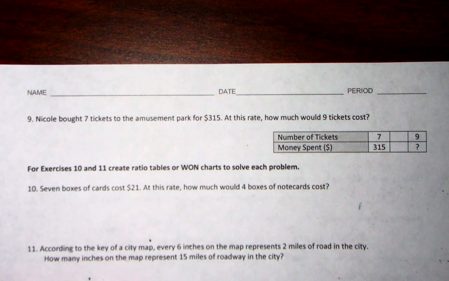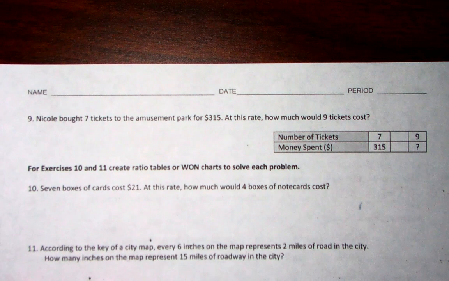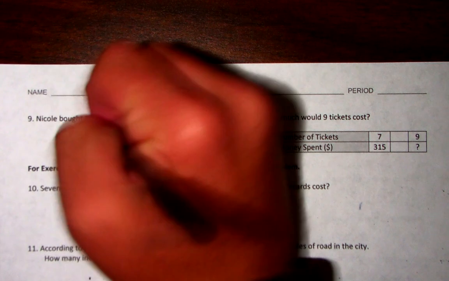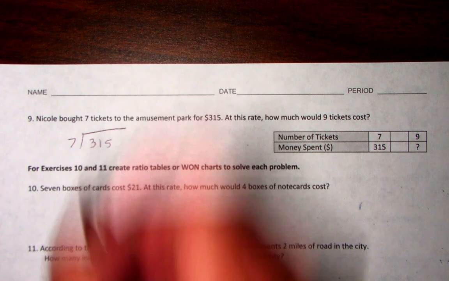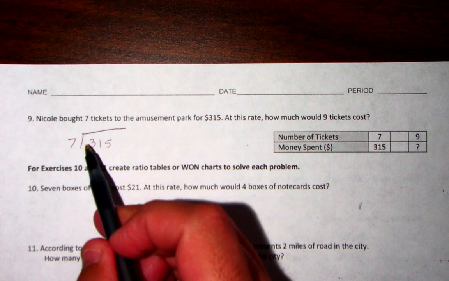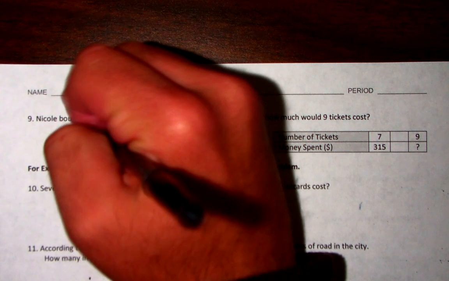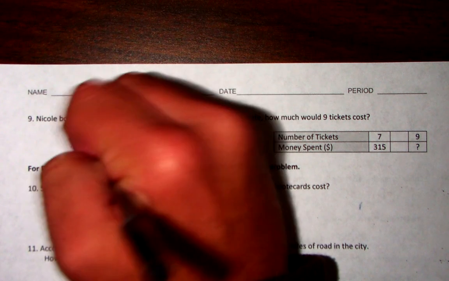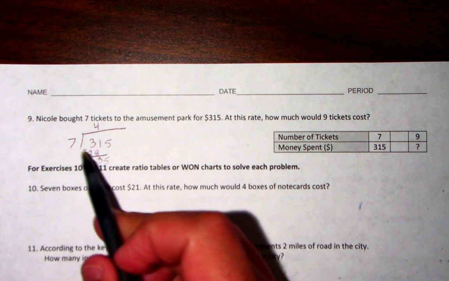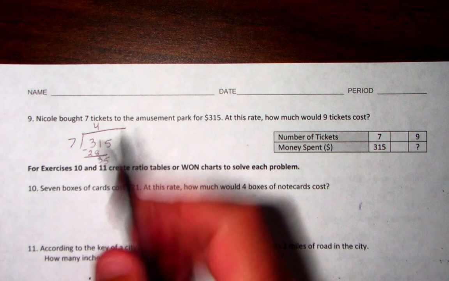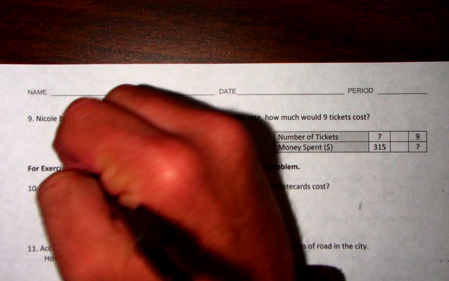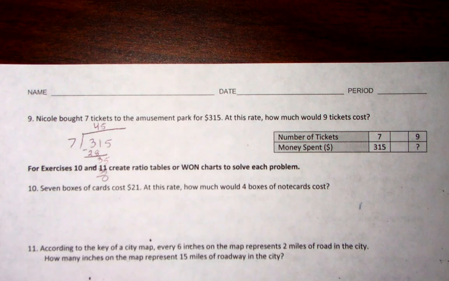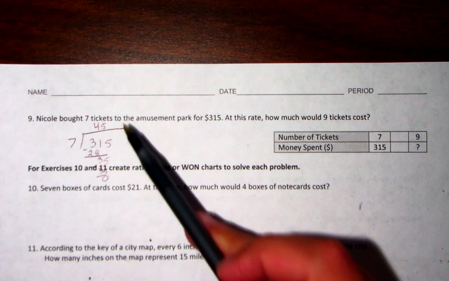Nicole bought 7 tickets to the amusement park for $315. At this rate, how much would 9 tickets cost? Well, again, let's do top in, bottom out. Well, 7 can go into 31 4 times. 7 can go into 35 5 times. So it looks like each ticket is $45.